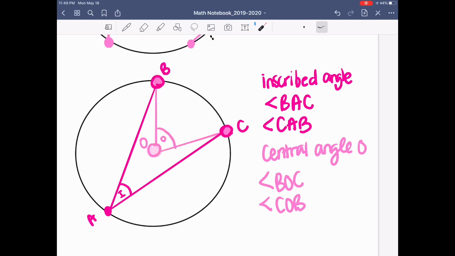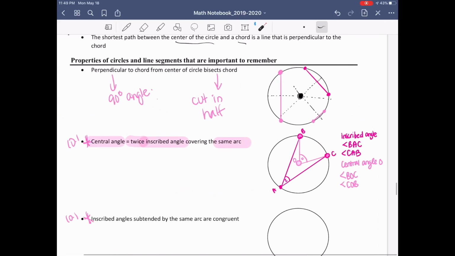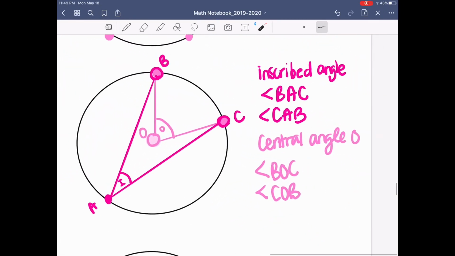Okay, so the rule says that when the inscribed angle and the central angle share the same arc, the way that you can know that they share the same arc is that the first letter and the last letter are the same. Okay, remember it's the bottom part of the pizza. That's the arc. So if they're sharing the same arc, then the central angle is equal to twice the inscribed angle. So if the inscribed angle is equal to 40 degrees, the central angle will be equal to 80 degrees, okay?